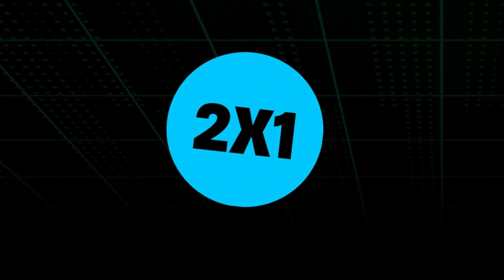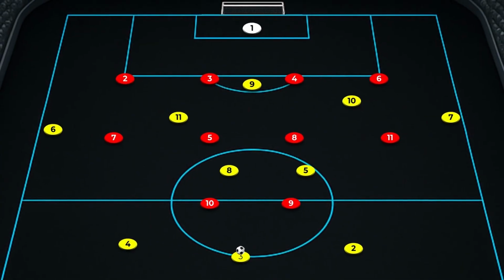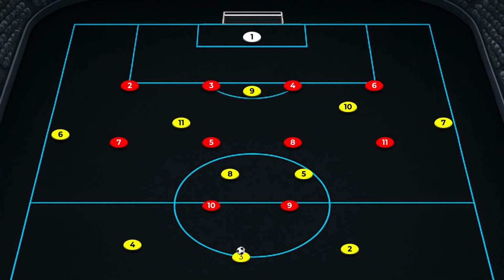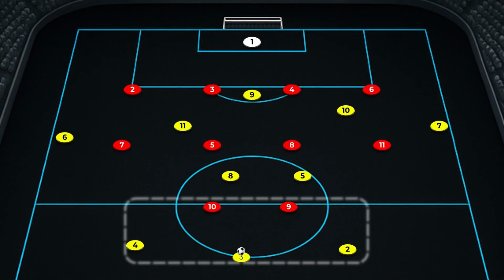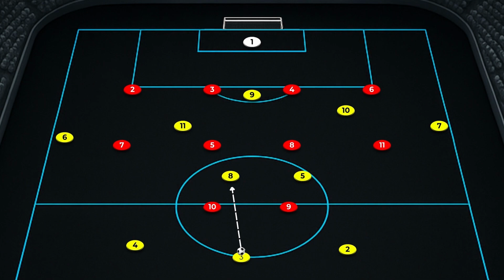Numerical superiority is basically having more players than the opponent in a part of the field. This superiority is often used to play out from the back, build up, and progress safely. For example, 3 defenders facing 2 forwards pressing gives more freedom to find passes and play out. The goal is essentially to control the game and lure the opponent to open spaces.